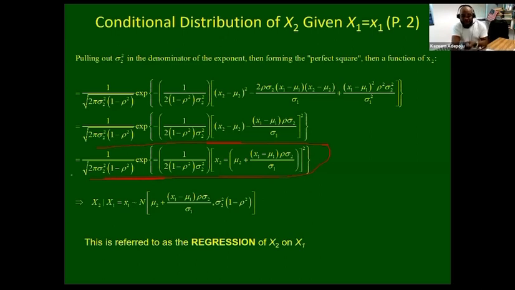Now, if I have this, I want you to pay attention to something. If I have a distribution like this, how will I figure out the mean? When I say mean, I mean the conditional mean. What is going to be the expected value of x2 given x1, because this is a function of x2 given x1? And how am I going to get the variance of x2 given x1 as well?